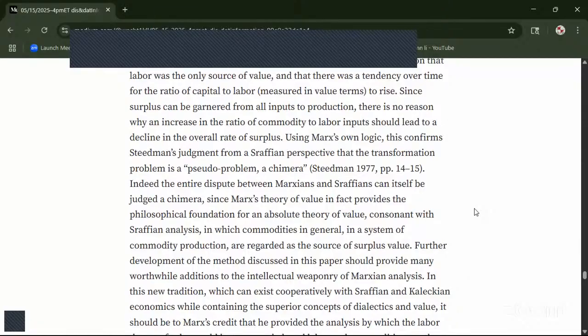the entire dispute between Marxians and Straussians can itself be judged a chimera, since Marx's theory of value, in fact, provides the philosophical foundation for an absolute theory of value, consonant with Straussian analysis, in which commodities in general, in a system of commodity production, are regarded as the source of surplus value.